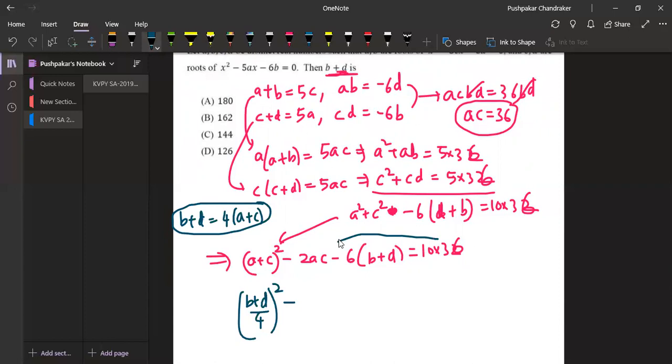So bring all these terms inside. So we get 2 times 36 minus 360 minus 6 times B plus D equals 0. So we'll get here T square by 16.